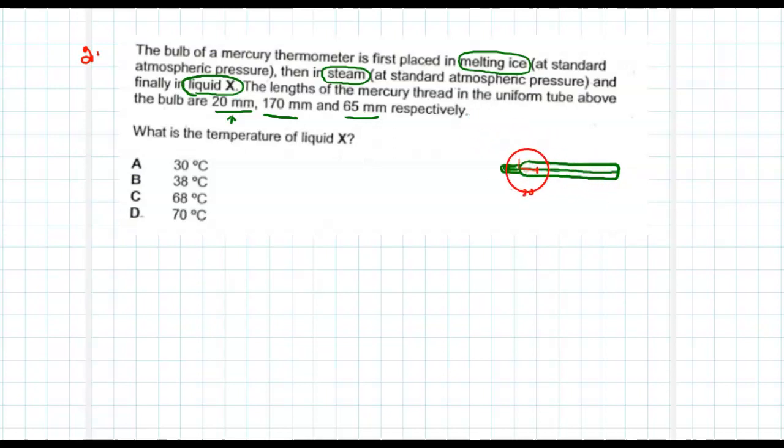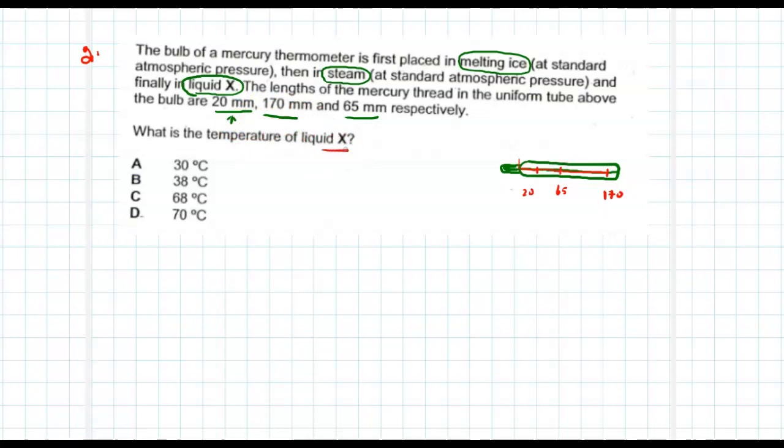When you place it above the boiling water, which means steam, it rises up to 170 millimeter. And we place the same thermometer in some liquid. We don't know the temperature of the liquid. It reaches 65 millimeter. The mercury rises from here to here. Okay, now we have to find what is the temperature of liquid X.